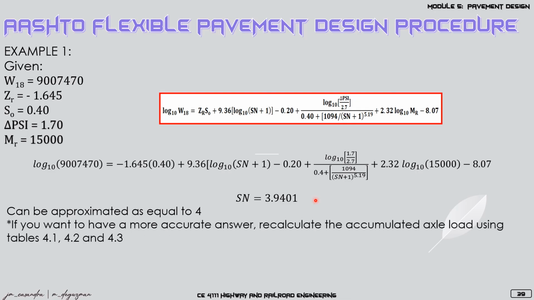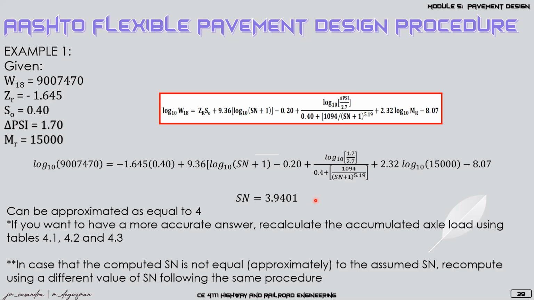If we want a more accurate answer, we could recalculate the accumulated axle load using Tables 4.1, 4.2, and 4.3 by interpolation. And then we again compare our assumption and our computed value. Basically, it will be more accurate.